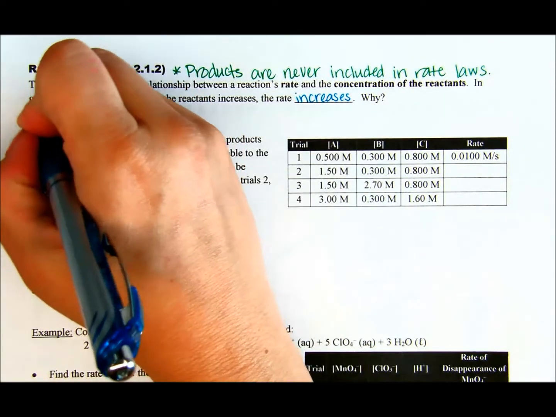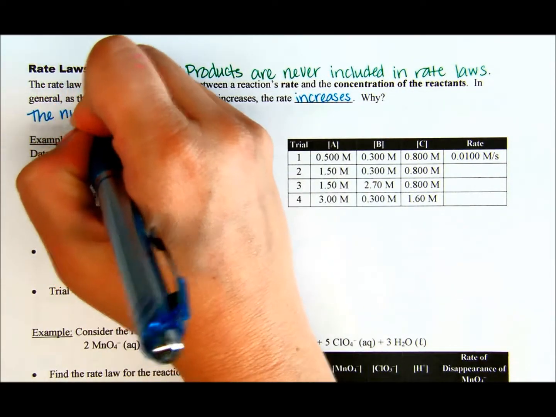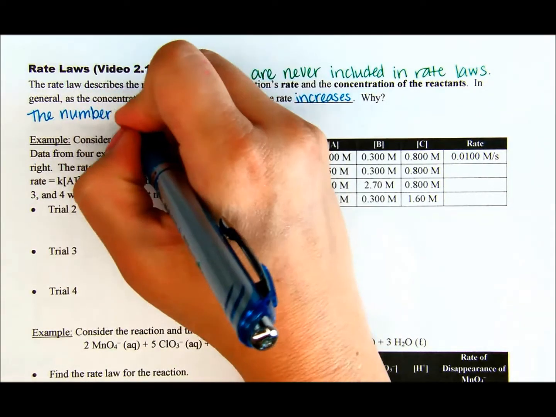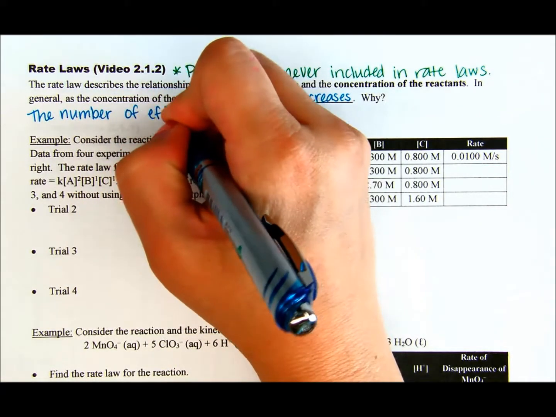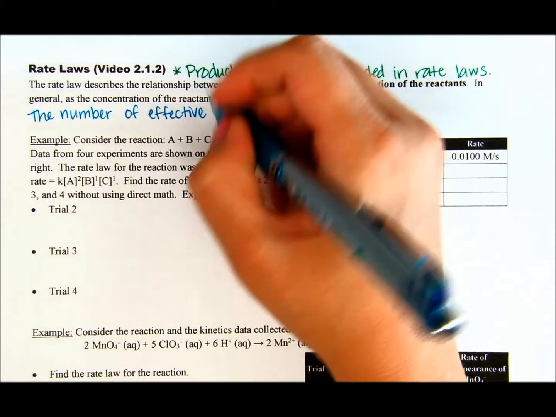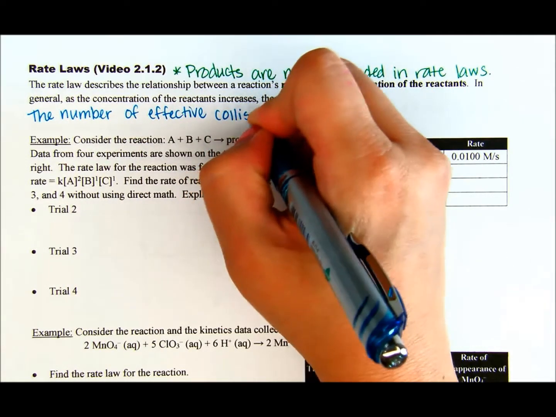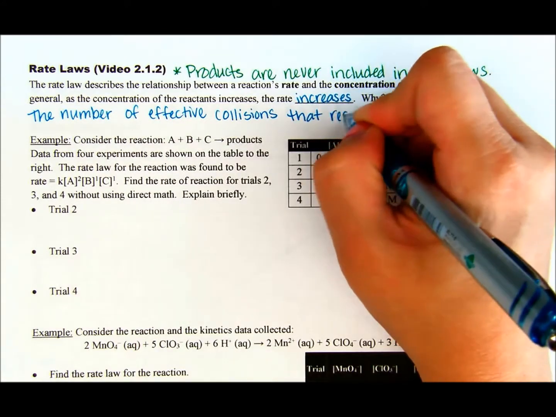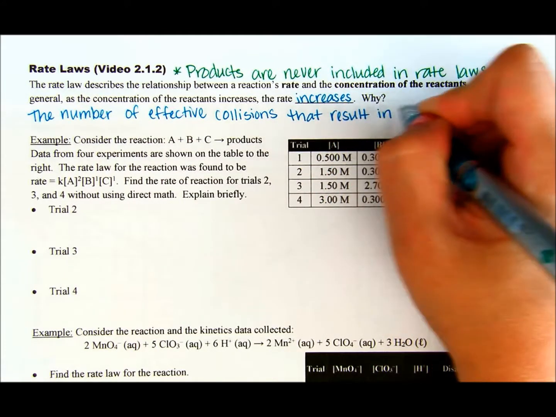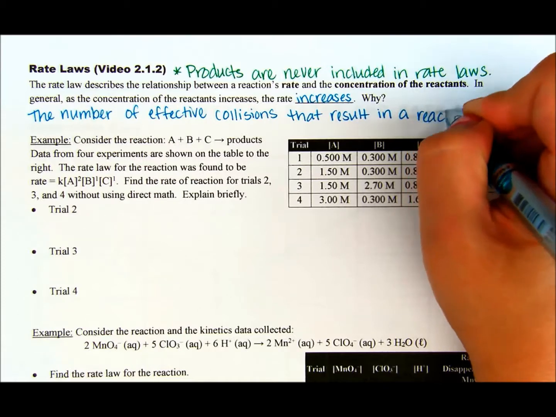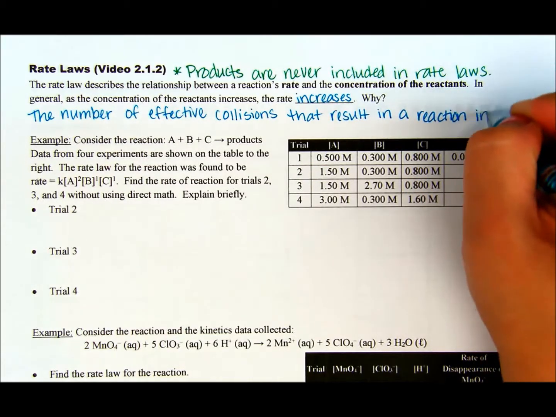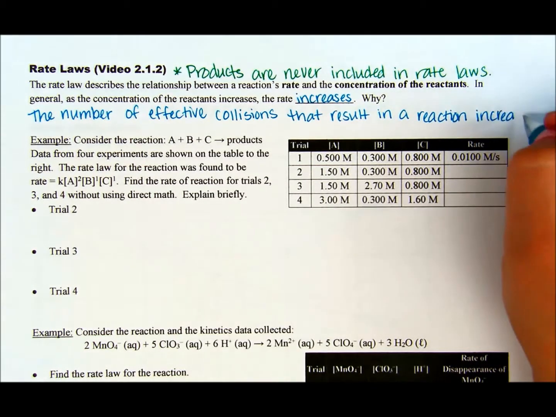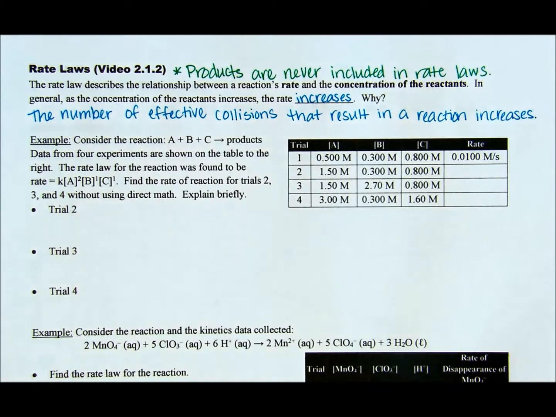So the number of effective collisions that result in a reaction increases. That just makes sense. If you have more particles, they are more likely to run into each other.